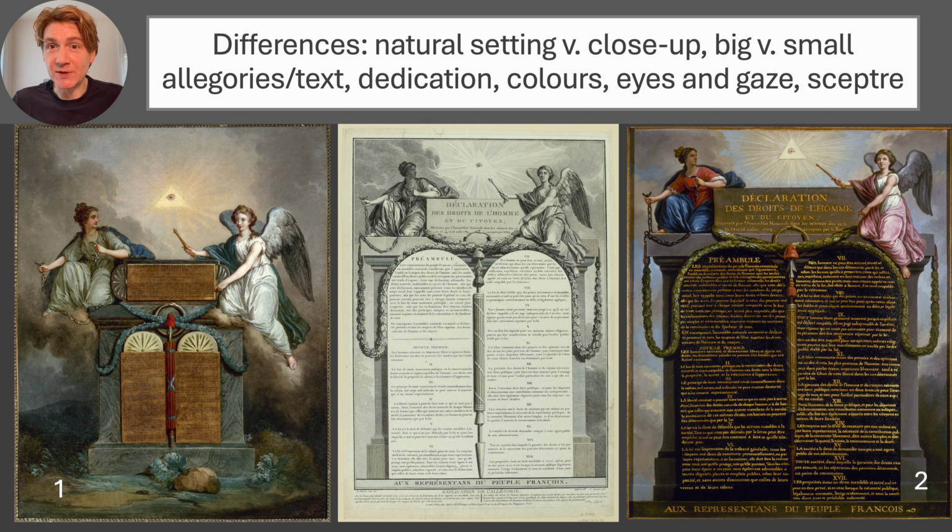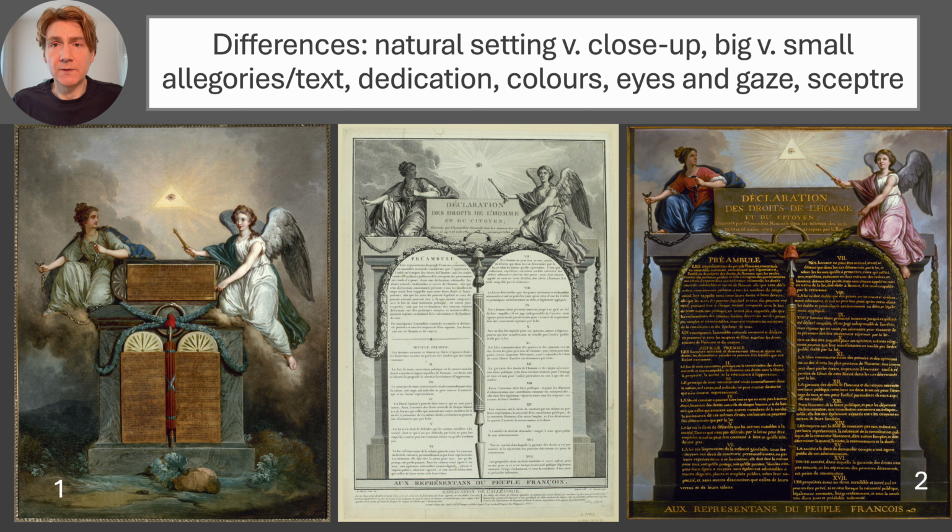So we can note a number of differences between version 1 and 2. Version 1 is set in a natural setting where a massive monument seems to appear out of nowhere, with dissipating clouds and the two allegories surrounding it. Version 2 shows a close-up of the declaration covering the entire monument, and the viewer can just distinguish in the background the sky and the dissipating clouds.